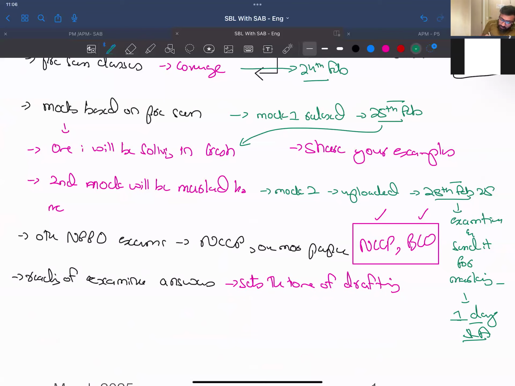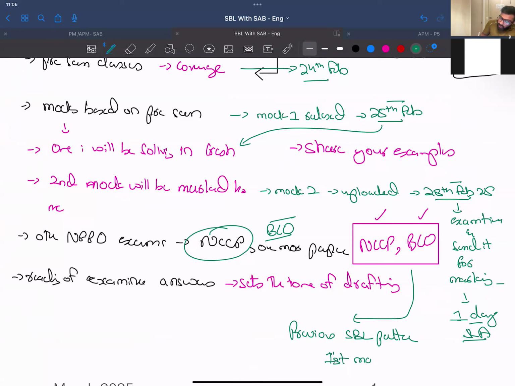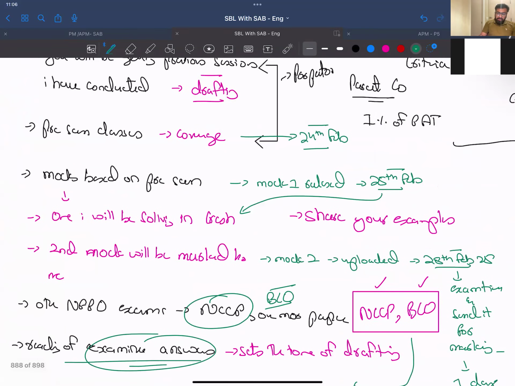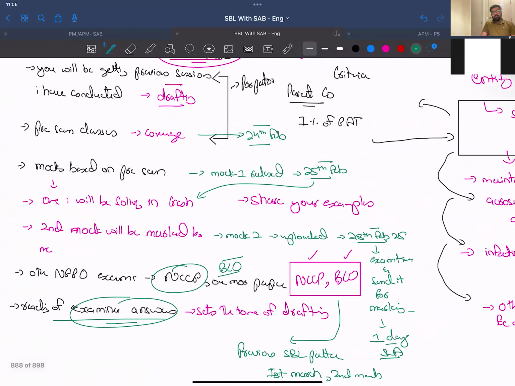Then this NCCP and BCO are the charitable questions, but of the previous SBL pattern. So I believe you should be attempting that as well. I might upload one answer of mine, either NCCP or BCO, like on 1st March or 2nd March. I believe I'll upload one answer and that's it. You need to read the examiner answers. You need to do all these things and this plan, and that's it. That's just for SBL, right?